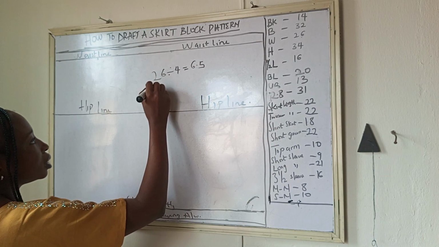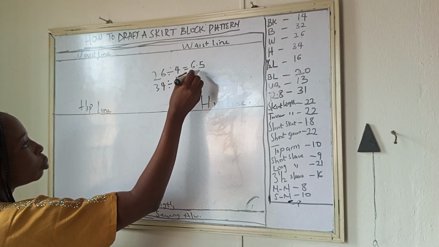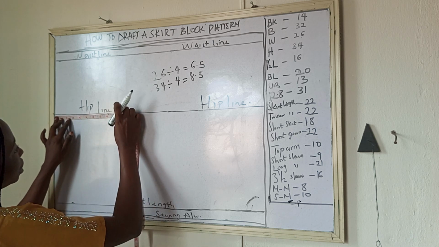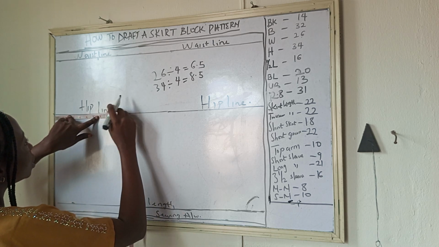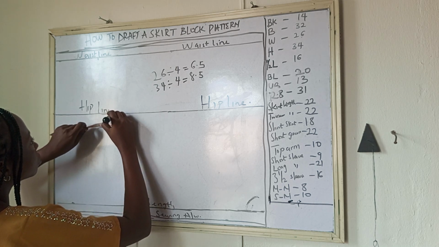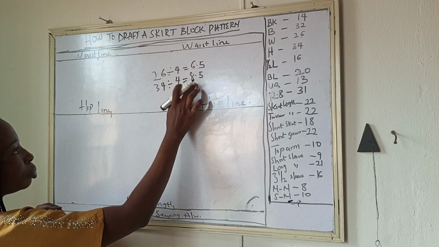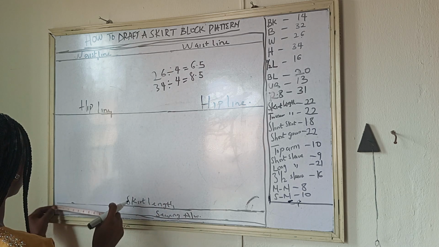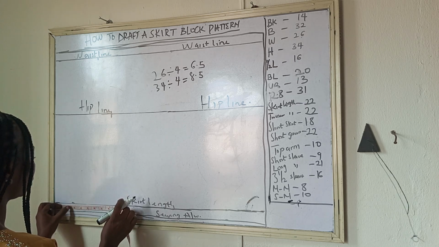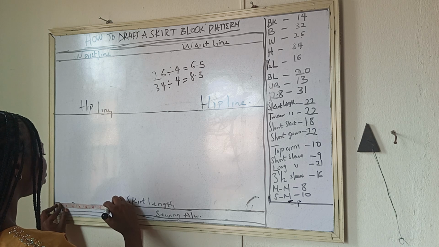For my hip measurement, it is 34 divided by 4. So this gives me 8.5. On my hip line, I'll be inputting my hip measurement, which is 8.5. On my skirt length, I will input my hip measurement also, which is 8.5.